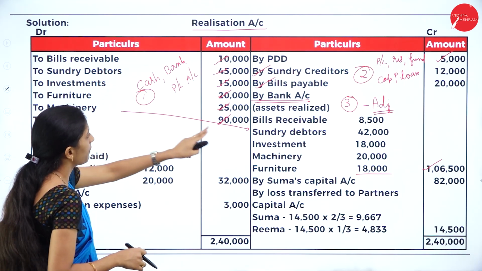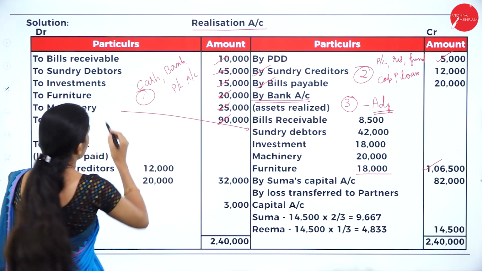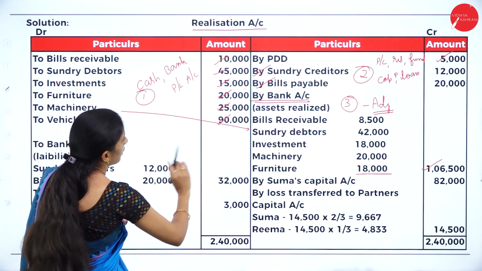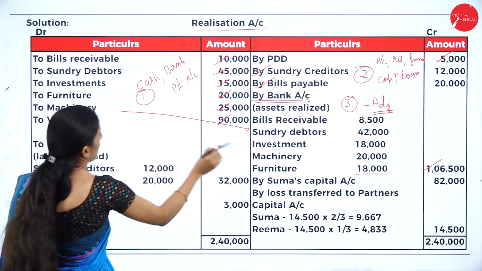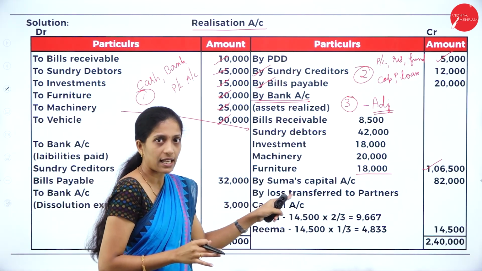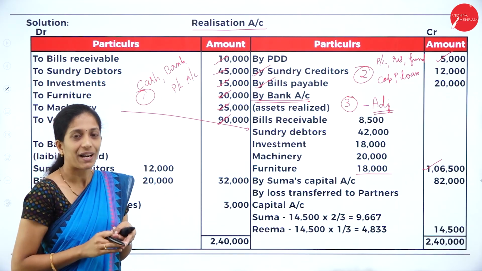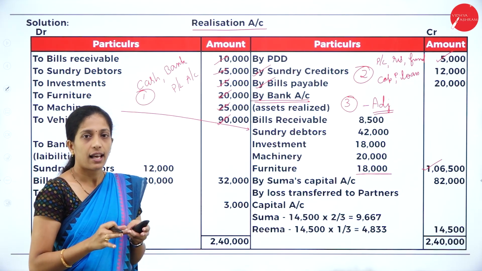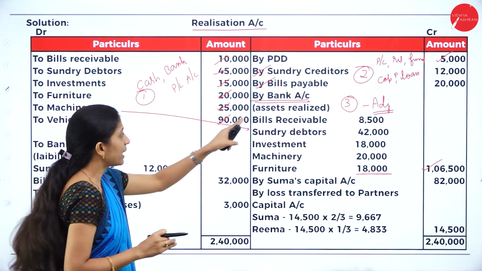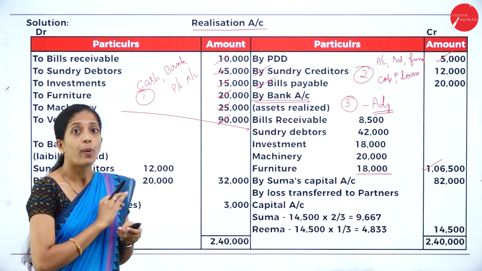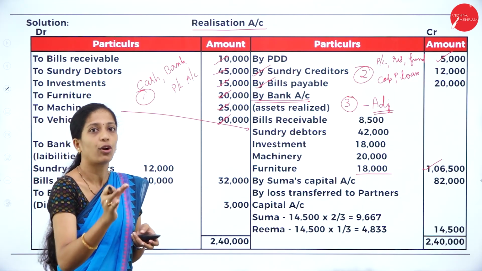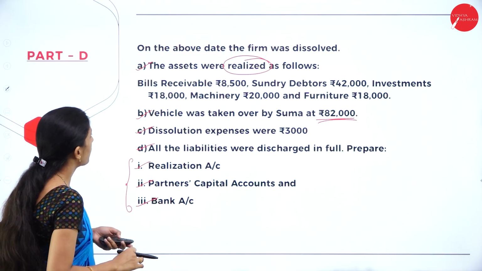Now we have bills receivable, we have here also sundry debtors, investment, furniture, machinery. We have vehicle, we don't have, correct? So vehicle is not realized. It means what? It has been taken over by the partner. So the assets which are there should either be realized or taken over by the partner. Now only these many assets are realized. Vehicle is not realized, which means that it is taken over by the partner. So let us see where it is.